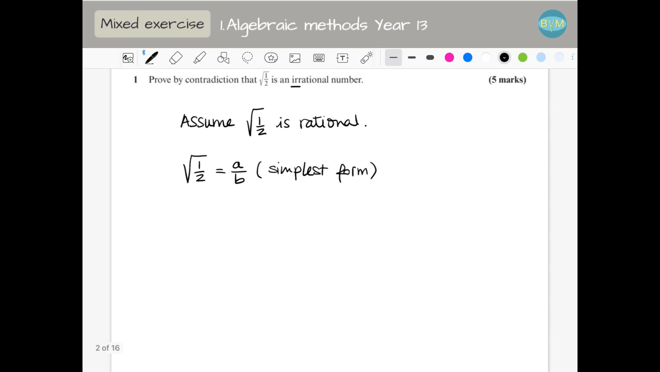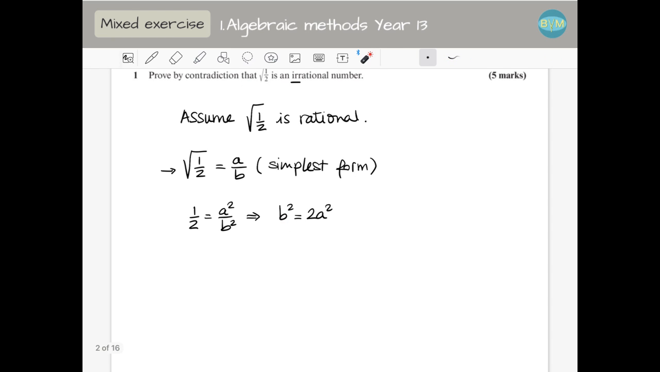Let's go and square the expression. So if we square this expression here, we will have that 1/2 is going to be a squared divided by b squared. If we cross multiply it, we have that b squared is going to be 2a squared. And as we can write b squared as 2 times something, that means that b squared is even. And if b squared is even, that means that b is even.